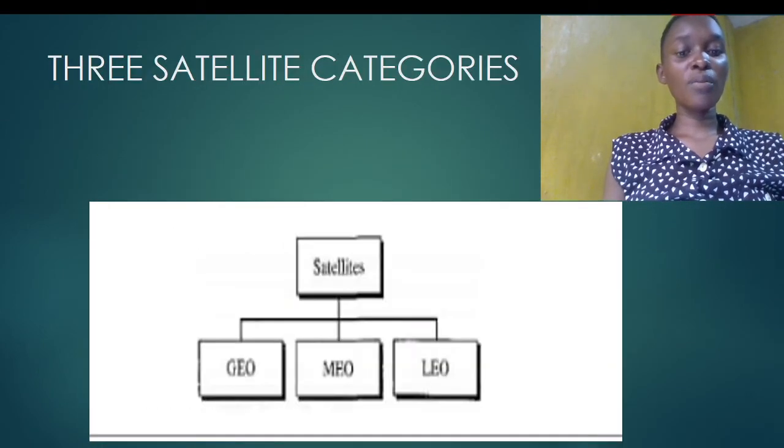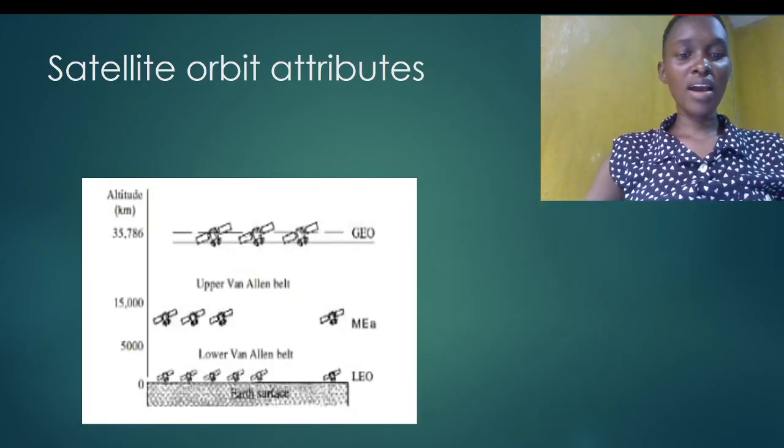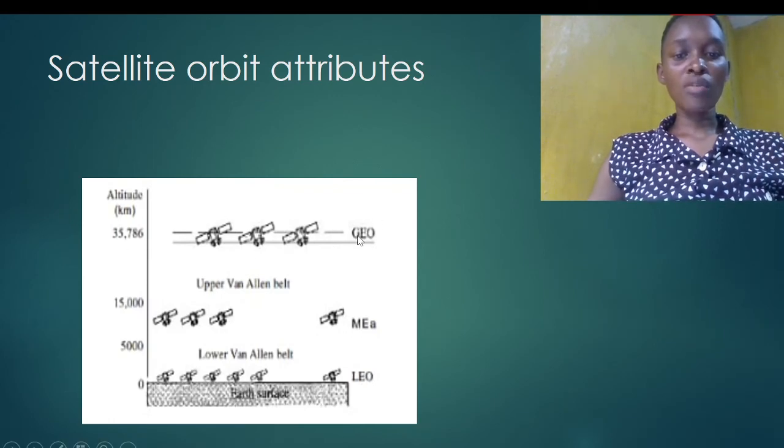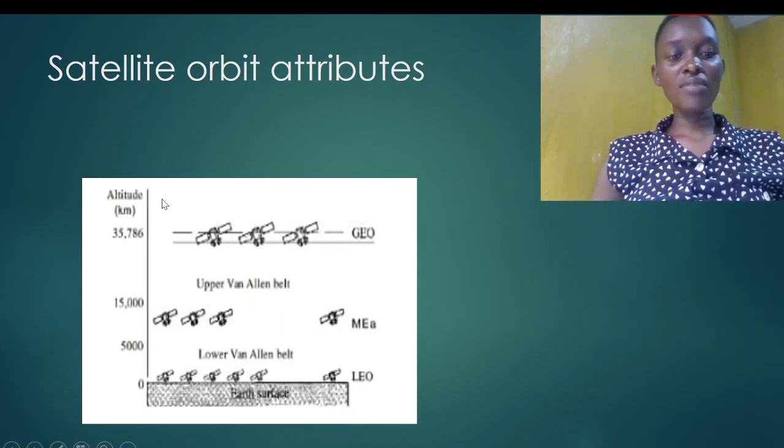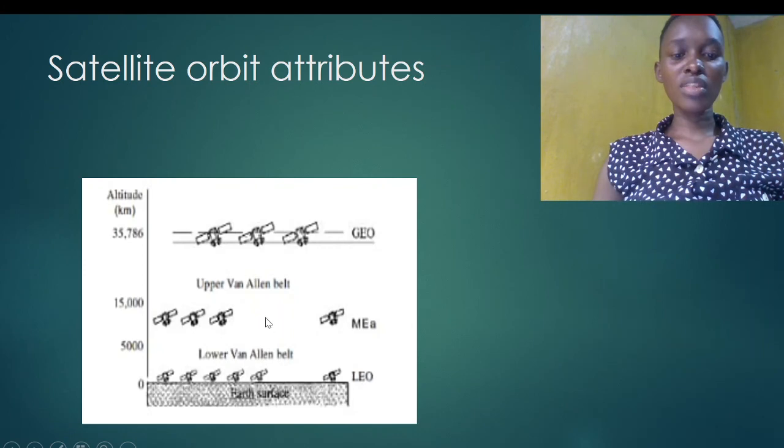As we can see from the diagram I have here, I can show you the location of my three categories of satellites, because we can see that the geostationary Earth orbit satellites have a higher altitude compared to the middle Earth orbit satellites, and compared to the lower Earth orbit satellites, which have the least altitude. And we can see the middle Earth orbit satellites located in between the two Van Allen belts.